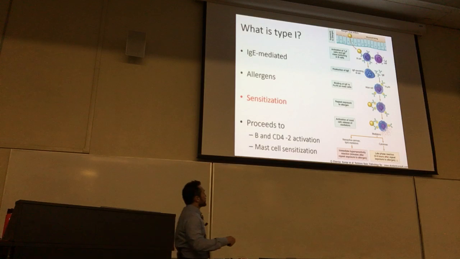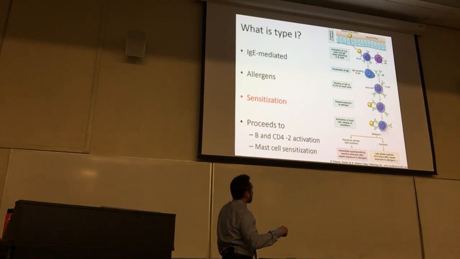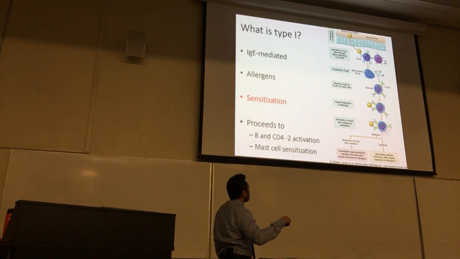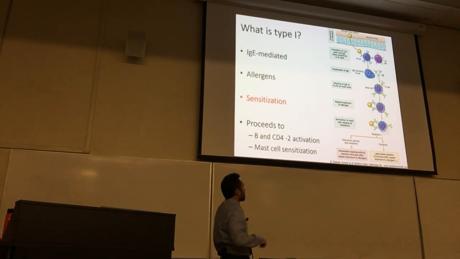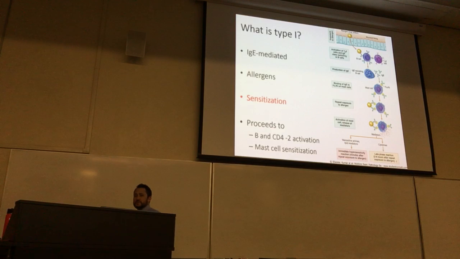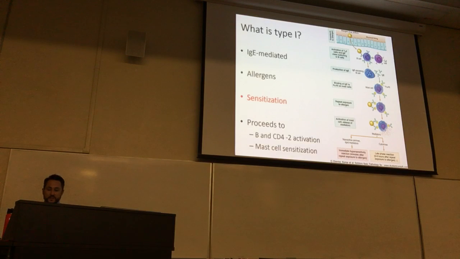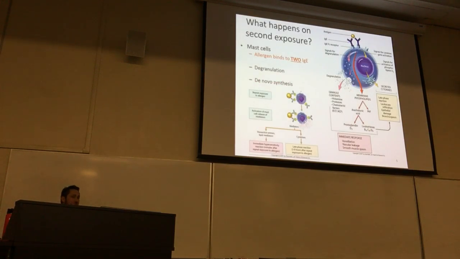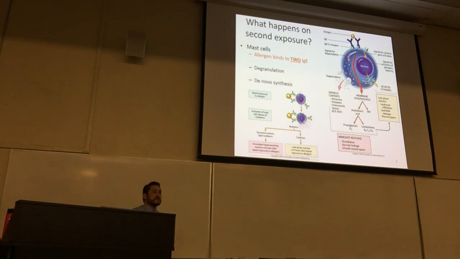The other thing to note from this slide is we actually have an immediate response as well as a late phase response. And the immediate response that we're going to look at on this next slide is due to things that are dumped out immediately. So what are they dumped out of? They're dumped out of mast cells.